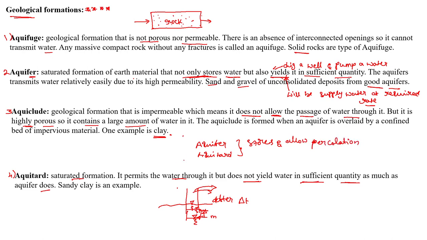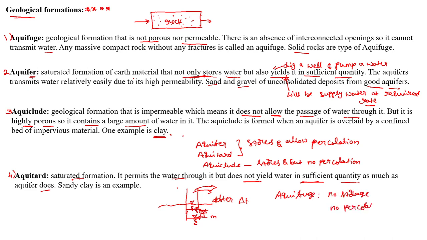Okay, so you remember in this way. Let's say aquiclude, an example is clay. It stores, but no percolation. And the last one, aquifuge. So you remember, fuge means nothing: no storage, no percolation. Okay, so I hope these are clear.